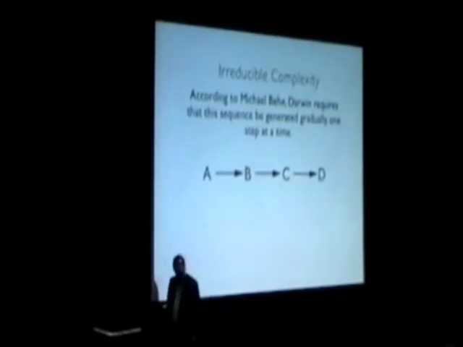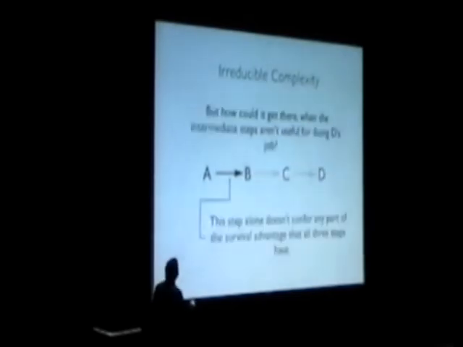One of the problems with Mike Behe's thinking is this is not how evolution works. He's not thinking like a biologist. Let's go to the next slide. Okay, so he's saying, how can I get to that step? Because the A to B step alone doesn't do anything. You need D. That's G1.